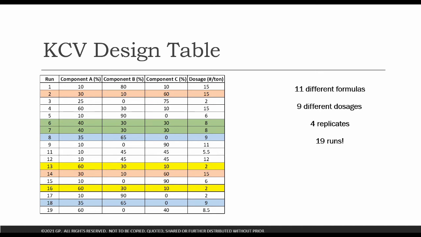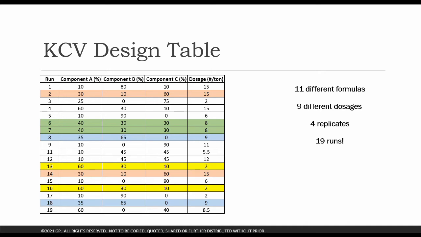We'd be at 55 runs. Add in 4 replicates, and we'd be close to 60 runs to investigate this many formulas with our standard one factor at a time approach. And I can do it in 19 runs. So I was trying to showcase the power of a DOE.